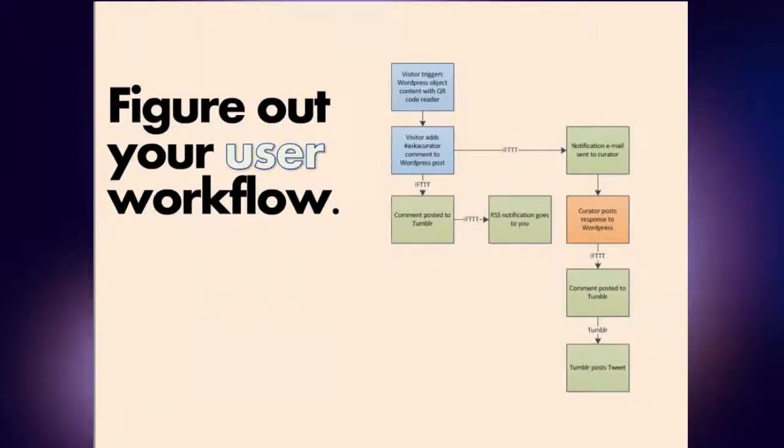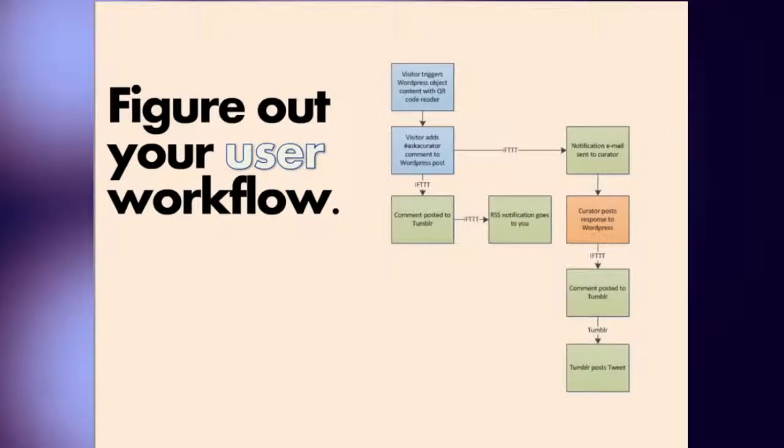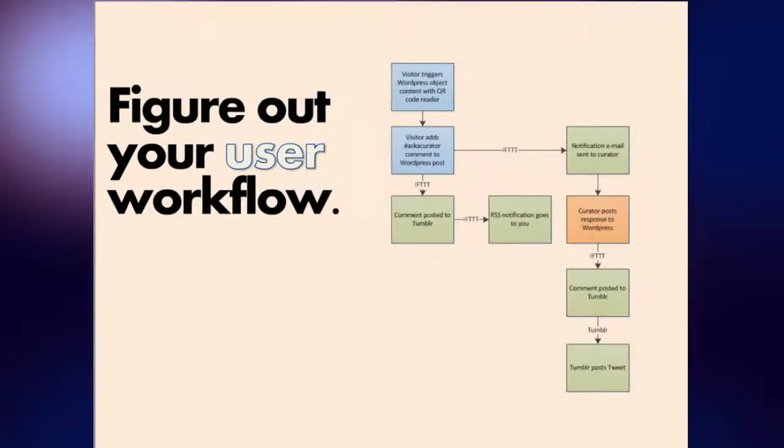So here we also want to figure out what our user workflow looks like. What do our users do, and then what is the output of that? So here again, we've got blue squares detailing what the visitor does, green squares detailing what happens automatically, and then orange squares showing the pieces that involve manual response or manual interaction on the part of our staff.